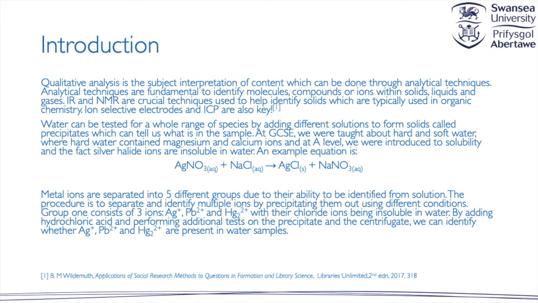Metal ions are separated into 5 different groups due to their ability to be identified from solution. The procedure is to separate and identify multiple ions by partitioning them out using different conditions. Group 1 ions consist of silver, lead, and mercury, with their chloride ions being insoluble in water. By adding hydrochloric acid and performing different tests on the precipitate and the centrifugate, we can identify whether silver, lead, or mercury ions are present within the water.